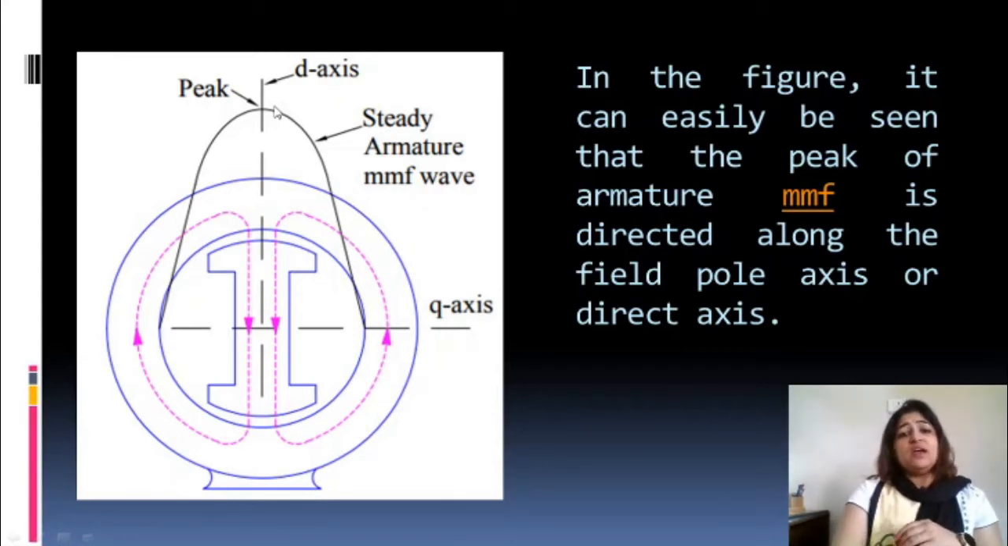Now the peak of the MMF is occurring here. This is a steady armature MMF wave, and the peak is occurring on the d-axis. Now you can see the air gap between the rotor poles and the armature is minimum along the d-axis, while the perpendicular axis is the q-axis here. So you can clearly see that the air gap between the armature and the rotor is maximum here. Because of this non-uniformity of the air gap, there is the concept of the d-axis and q-axis.